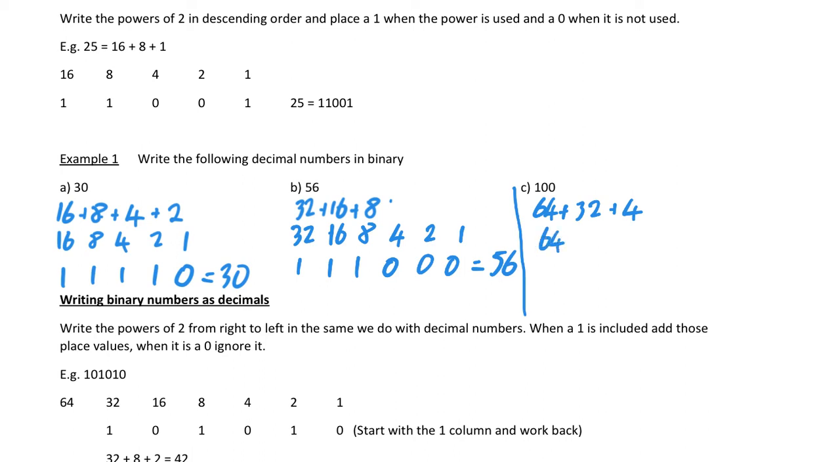So we'll write all of the numbers in: 64, 32, 16, 8, 4, 2, and 1. And we're allowed 64, we're allowed 32, not allowed 16, not allowed 8, we're allowed 4, not allowed 2, not allowed 1. So we'll just write that out again nicely. We'll just say that means 100 is equal to, in binary, 1100100.